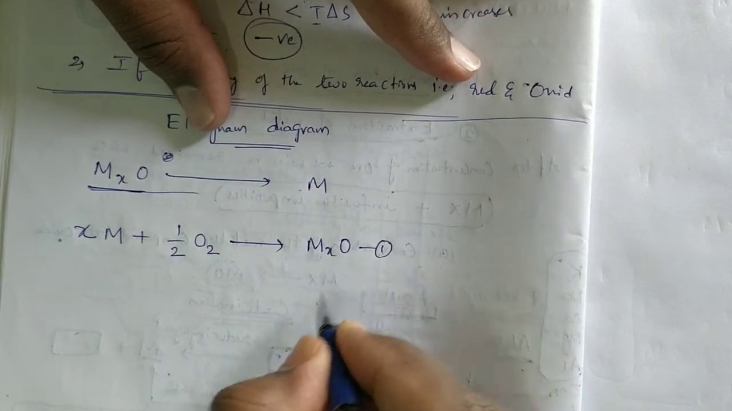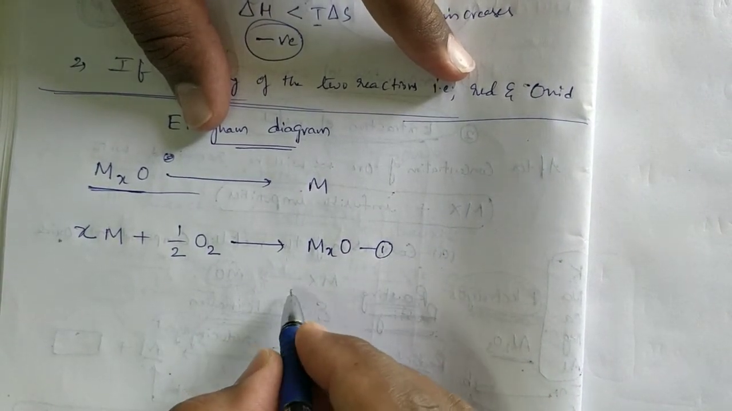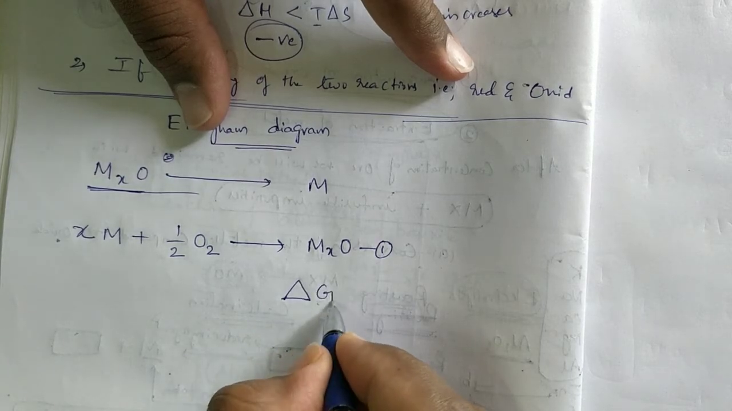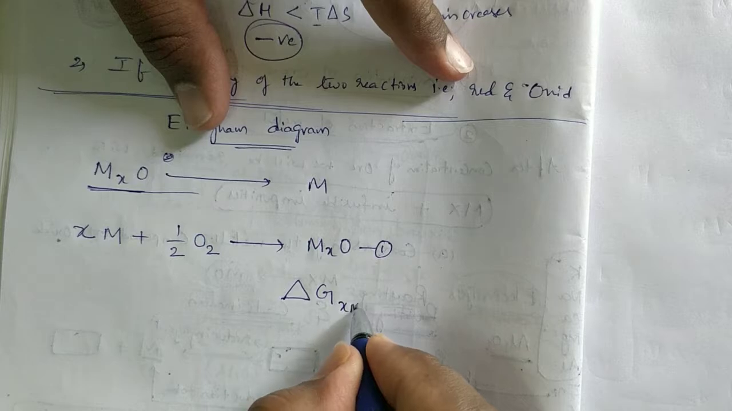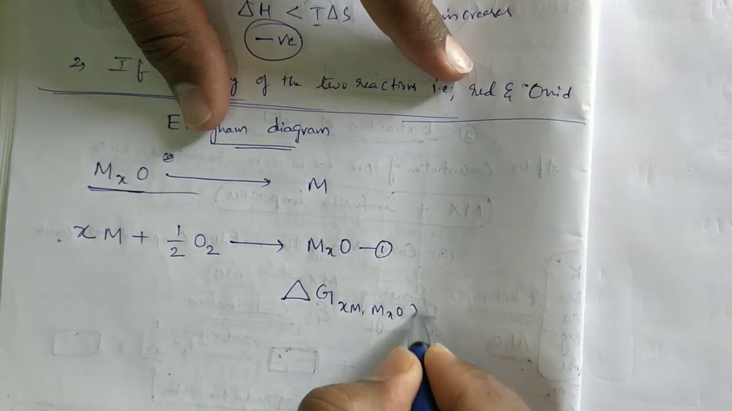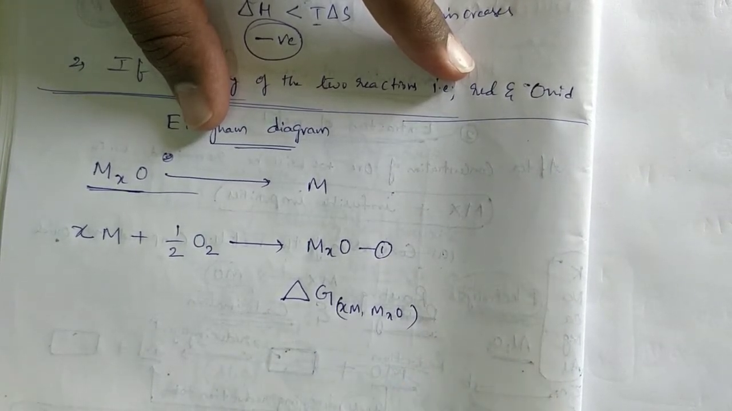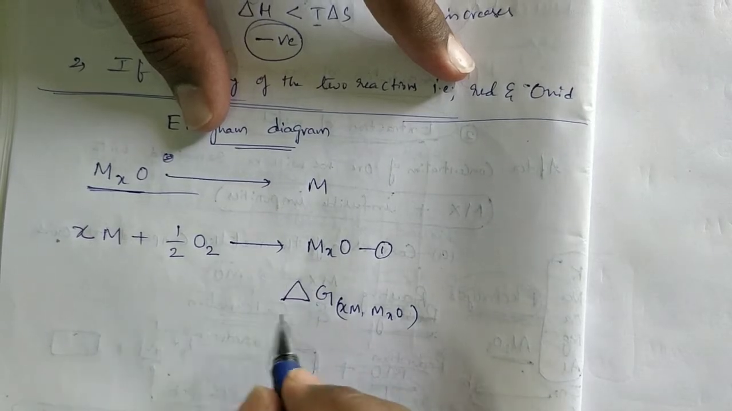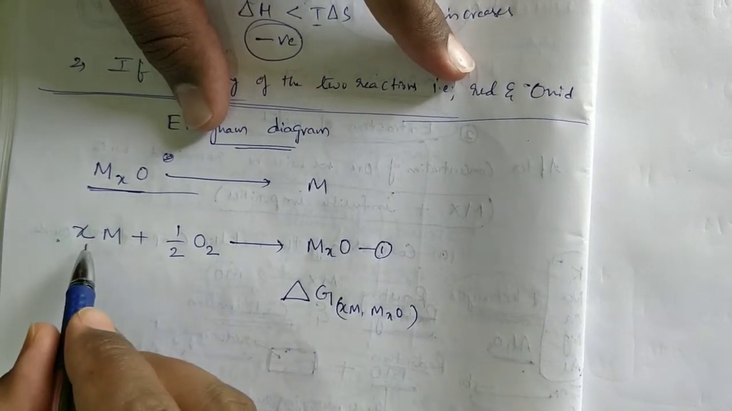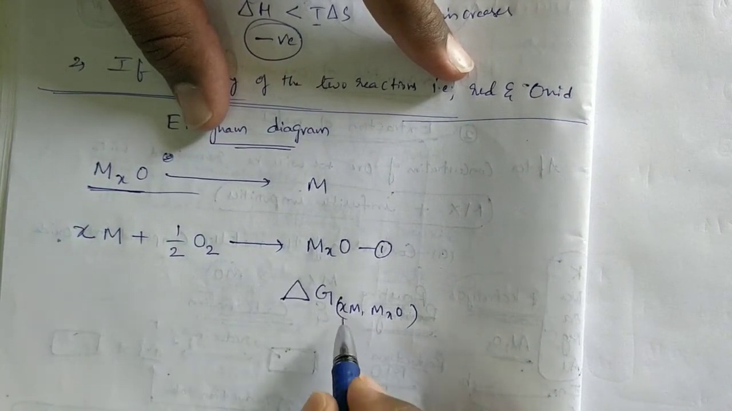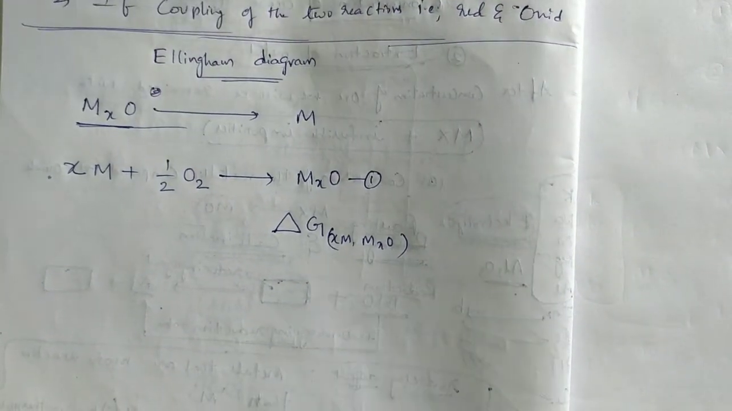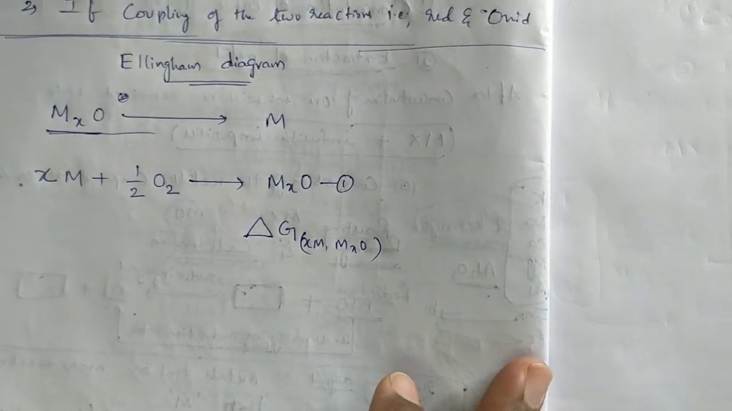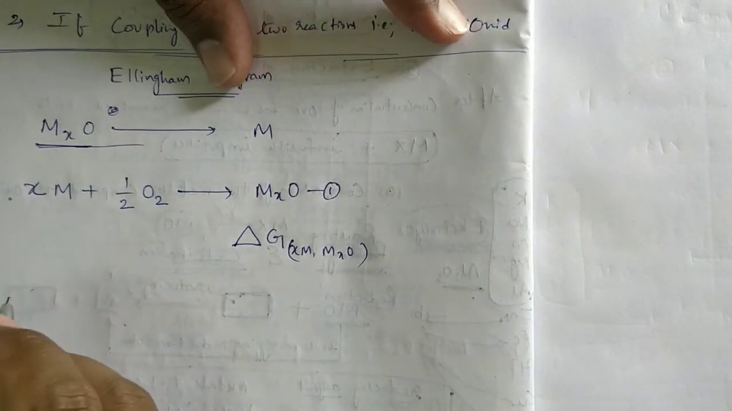Equation 1. For this reaction, what is the delta G? Delta G for this reaction is delta G of xM comma MxO. Meaning of this, this reaction's delta G is for conversion of xM to MxO, so I wrote xM comma MxO.